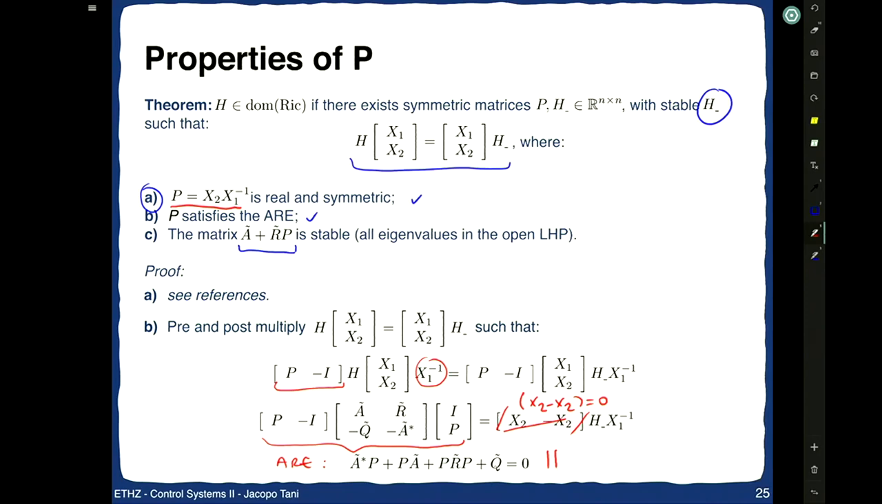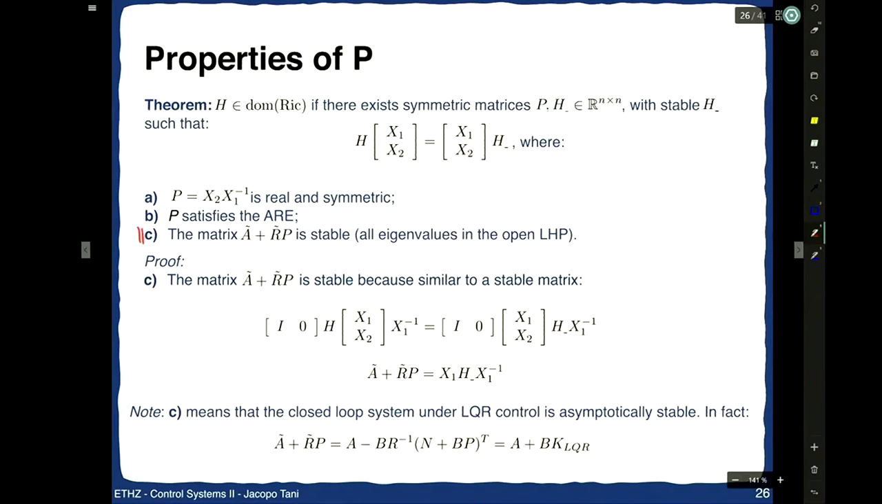Then we just want to look at this last step because it's important. The fact is that we can show that this A tilde plus R tilde P is a stable matrix. Apart from how we show it, I think the most interesting part is understanding that if we just rewrite what the expressions of A tilde and R tilde were, you would get exactly the expression of the state feedback term.